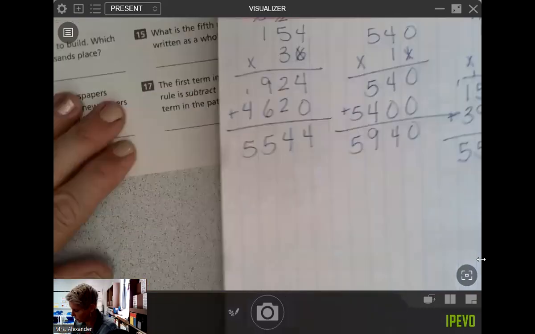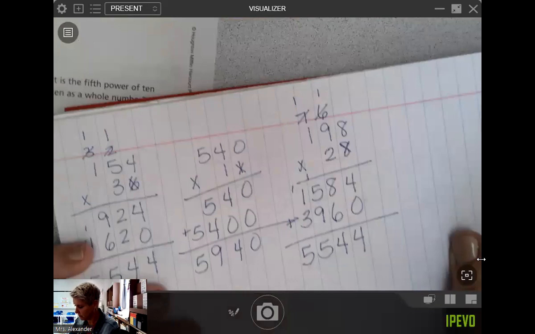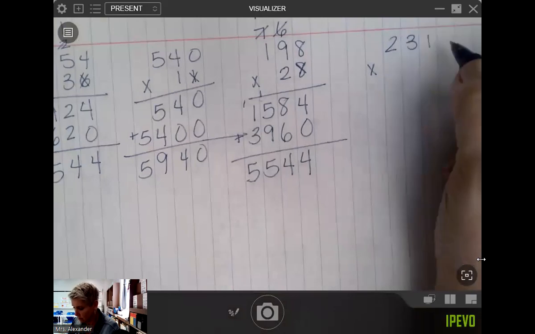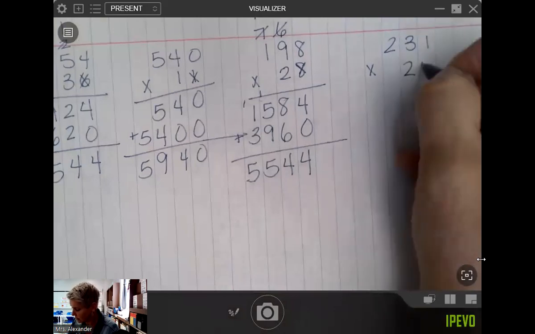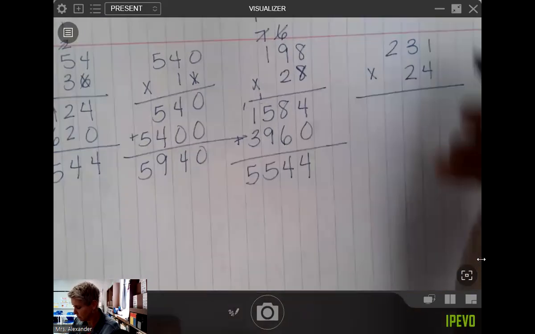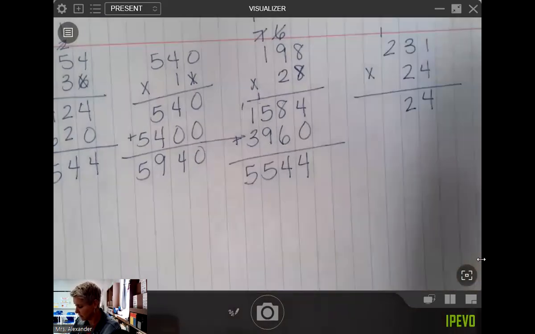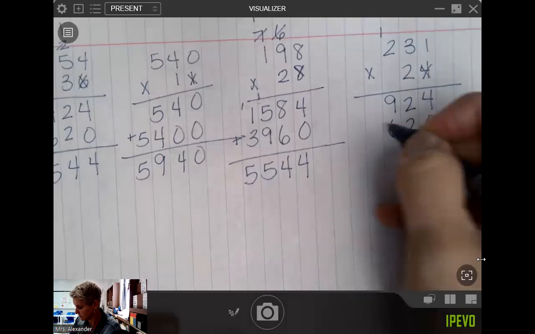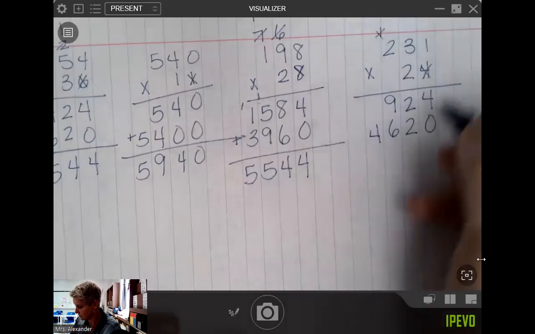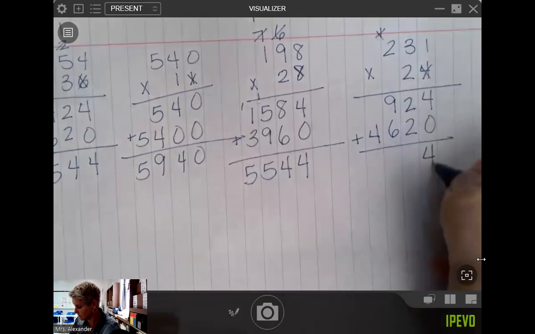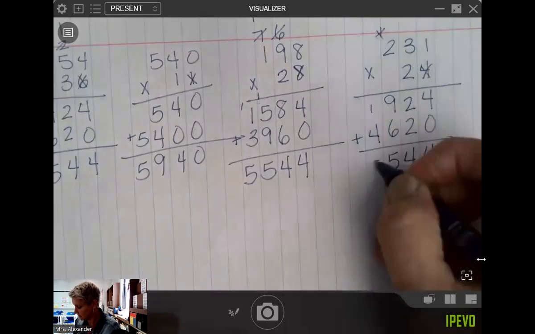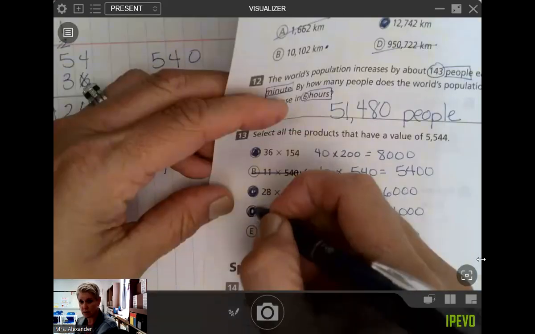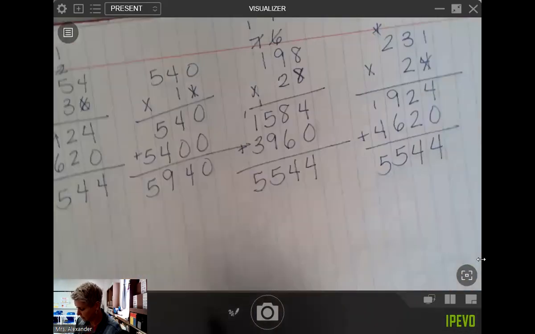Letter D is 231. We've got room over here. 231 times 24. Make sure I get the right numbers this time. Here we go. You're working and looking at mine when you're finished. 5,544 for letter D. There it is. One more. Pause and then check with me.